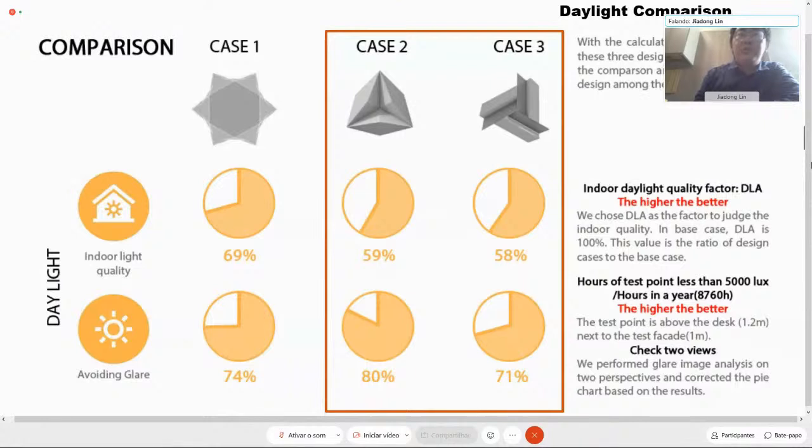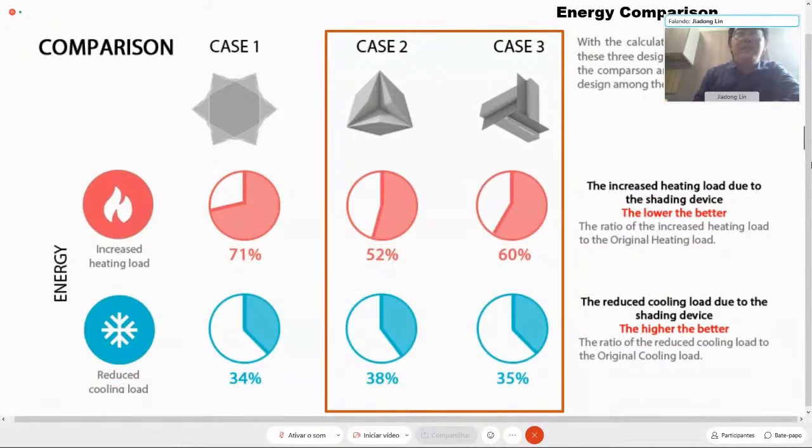And here we show the daylight comparison. We compare two properties, the indoor light quality, which is depend on the DLA value we have calculated, and ability to avoiding glare. And case 2 and 3 are better. Here is the energy consumption. We compare two properties, increased heating load and the reduced cooling load. And also case 2 and case 3 have a better performance.